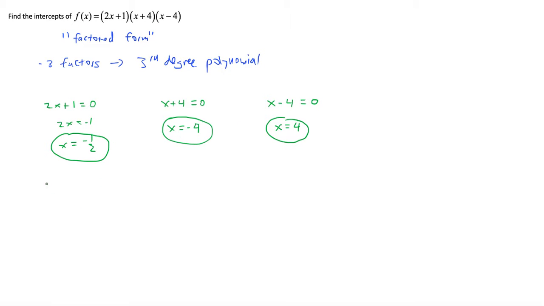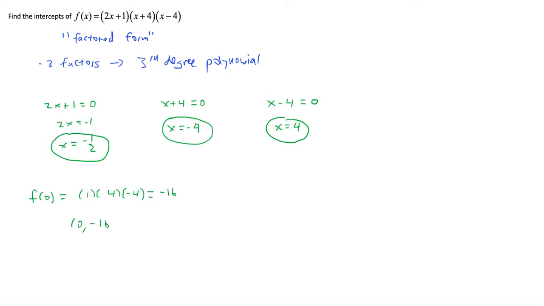Now to find the y-intercept, we just actually have to plug in 0 here, right? We're going to plug in 0 into each instance of x here. Everywhere we see an x, we're going to plug in 0 and see what we get. 2 times 0, plus 1, times 4, times negative 4. That gives us negative 16, right? So we're only going to have one y-intercept. All right, so these are the 3 x-intercepts, and here is our y-intercept here.